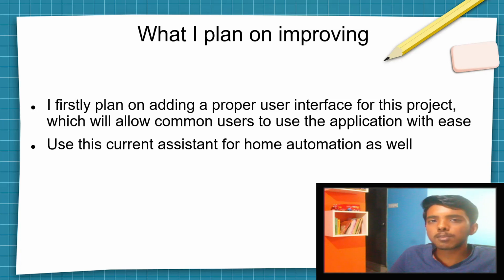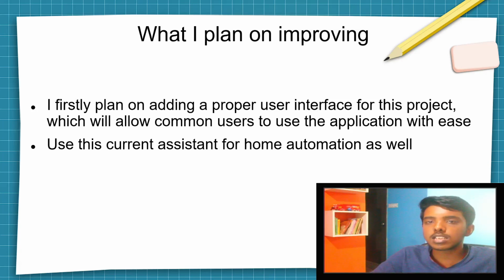So, what I plan on improving? Well, there's a lot of things I can improve because this is just a project. But the two things that I'm thinking about right now is firstly adding a proper user interface. As you can see now, it was just a piece of code, just running in a terminal or VS Code, I should say. So, I want to make an application, a web app, or maybe most likely a smartphone application that common users can be able to use with ease.